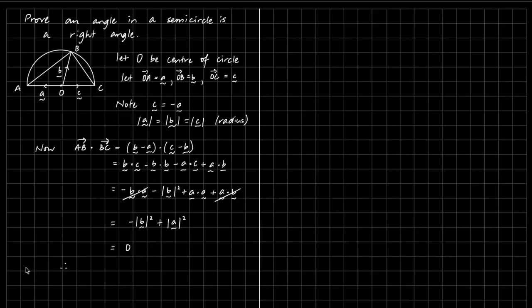Therefore, if their dot product is 0, they must be perpendicular. And so I've proven that the angle there in a semicircle is a right angle.